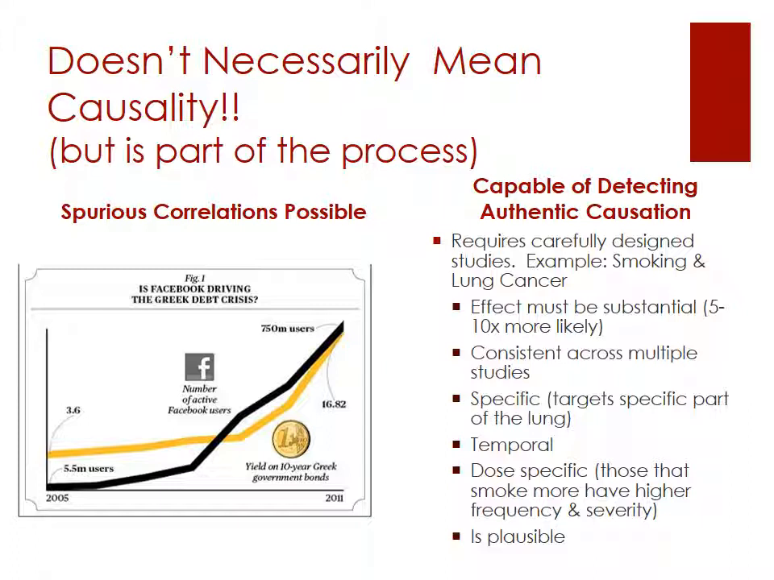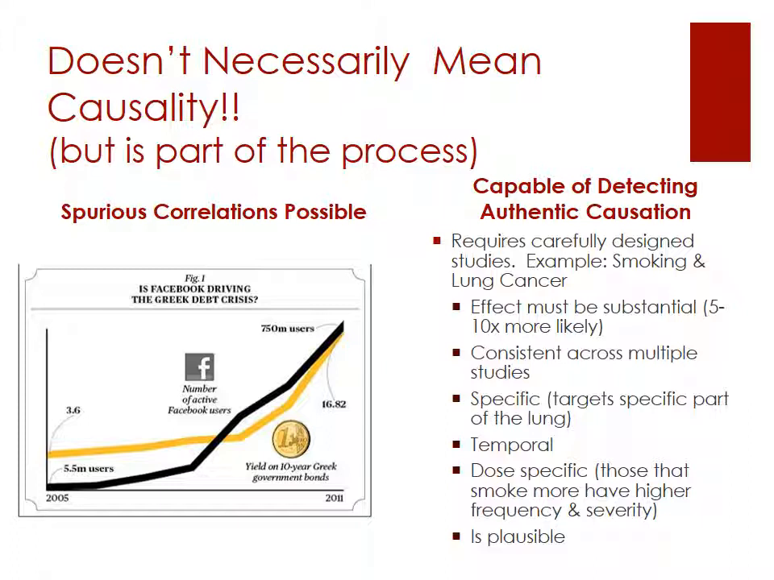So here's a good example from the studies that were designed to look at smoking and lung cancer. If you go through the research done on smoking and lung cancer, in terms of drawing correlations, that research over a series of years met all of these criteria. So here are the things we need to have if we're going to detect an authentic causation using correlational data only. First of all, the effect must be substantial. It's got to be 5 to 10 times more likely. Anything less than that, and we're not going to have confidence in it.